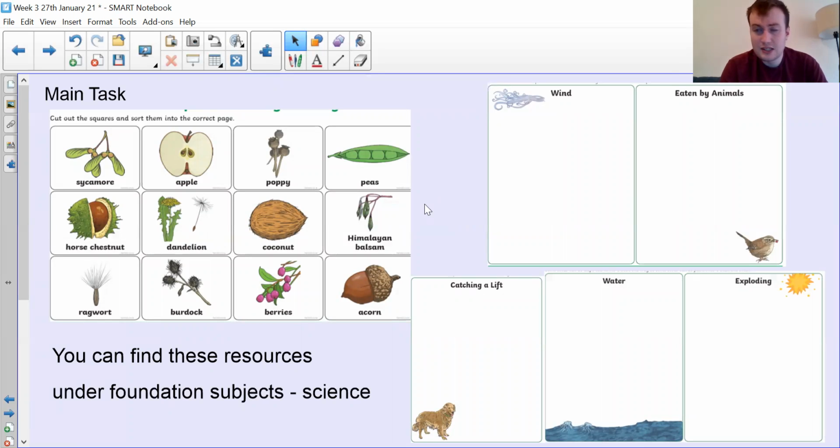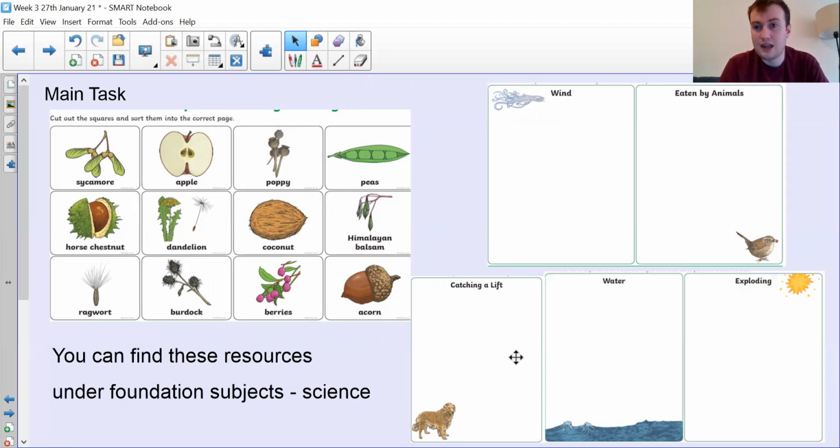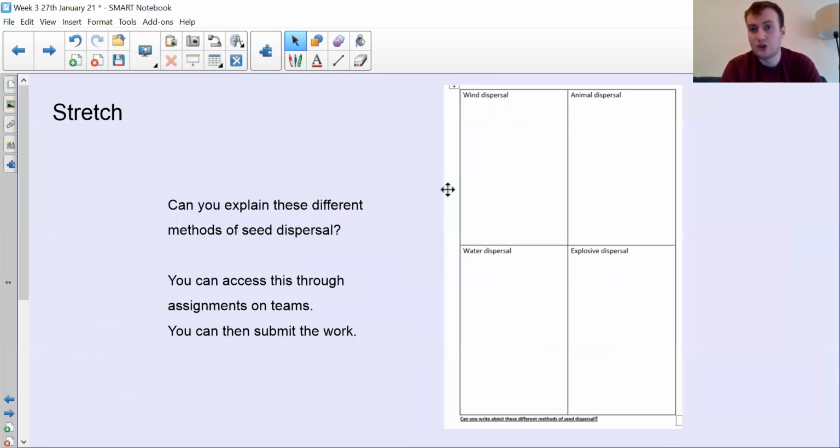So this is the main task. For those accessing Teams, this isn't your assignment, but this is on a PDF in Teams if you want to download it and do it, where it's different fruits and what seed dispersal they'll need. Now, the assignment on Teams is this, where you've got the four different types of dispersal we just talked about. Can you explain the different methods, how they work? How does wind disperse seeds? How do animals disperse seeds? How does water disperse seeds? And what is explosive dispersal? How does that work? We just learned about those four methods.